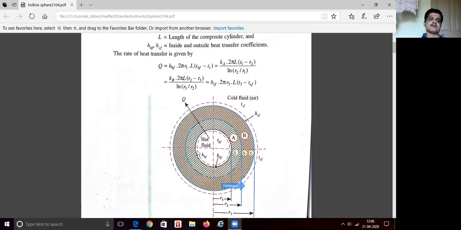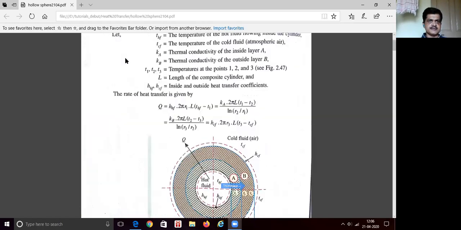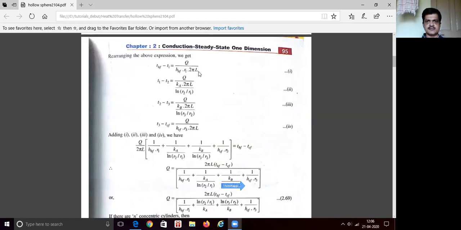Now we do the same with each equation. For example, if you take this equation, Q is equal to h and something, we can make THF minus T1 on the left side, so THF minus T1 is equal to Q by something. Similarly, from all the equations we can get the temperature differences. There are four equations.